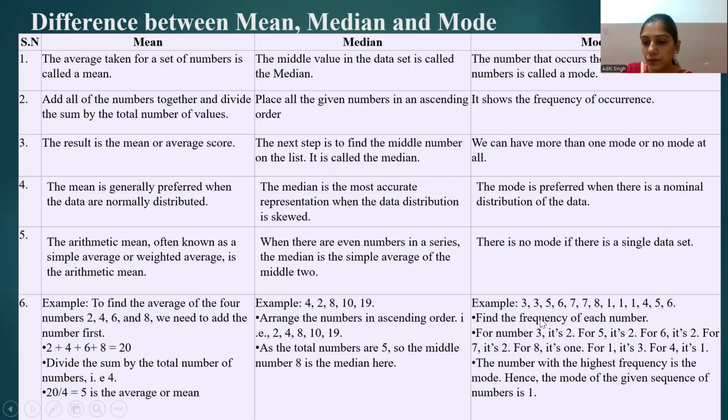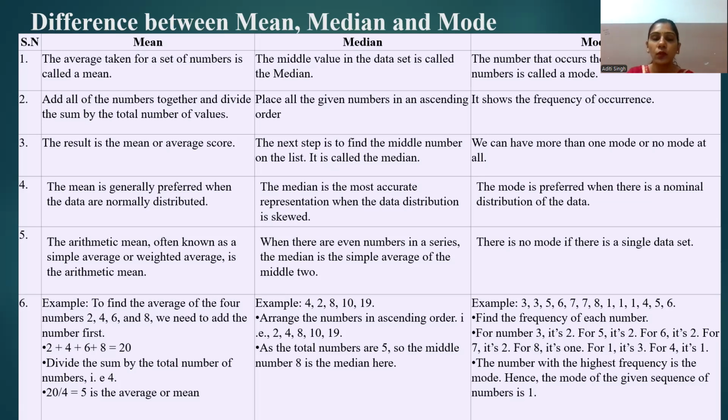And the value 4 is also occurring only one time. So in this given series, the number with the highest frequency is basically known as the mode. The value which occurs most frequently and has the highest frequency in this given series is 1. So here in this series, the value of the mode is 1.